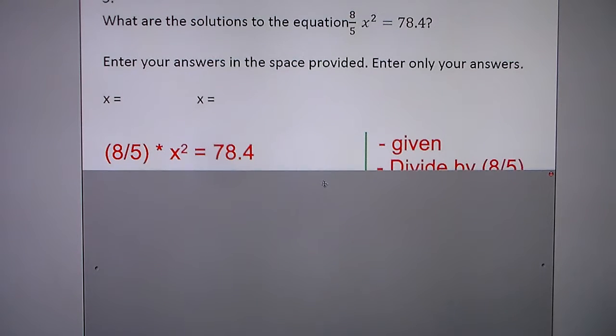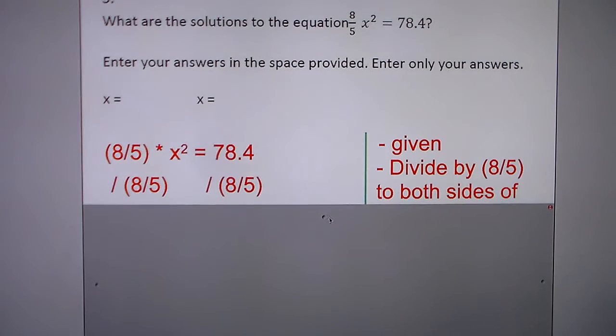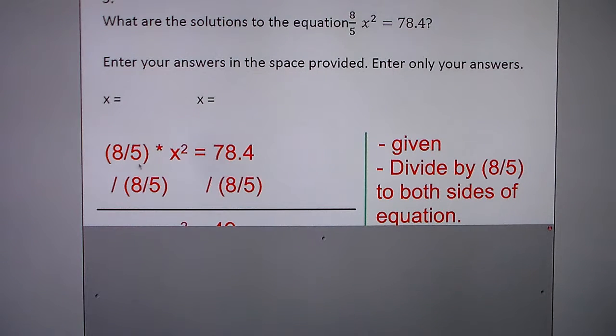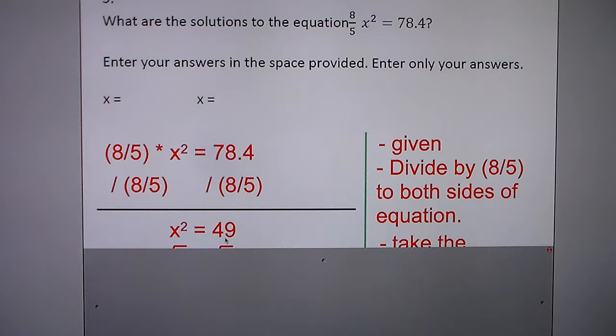First thing we're going to do is divide by 8/5 on both sides of that equation, because we want to move that 8/5 over to the other side. They cancel each other out. 78.4 divided by 8/5 gets us 49. Carry down the x squared. So x squared equals 49.